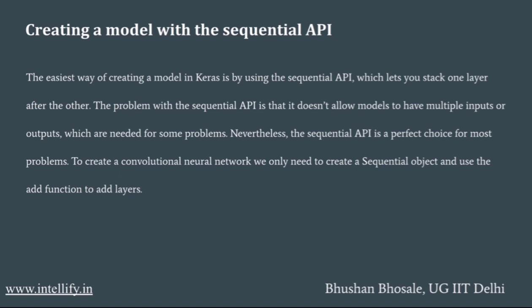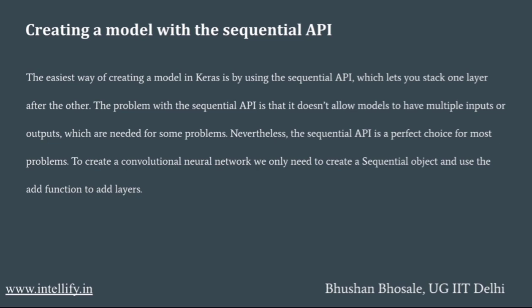Now the sequential API lets you stack one layer after the other. The problem with the sequential API is that it does not allow models to have multiple inputs or outputs, which are needed for some problems. Some problems would need us to input two layers together, but the sequential API allows one layer after another. So that's the problem with the sequential API. For such problems we use the functional API, but the functional API is a bit more complex than the sequential API, and the sequential API is the basic one and it is very simple.